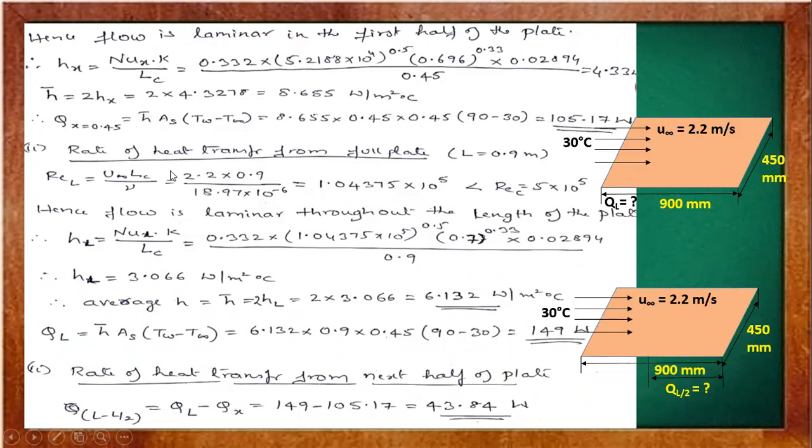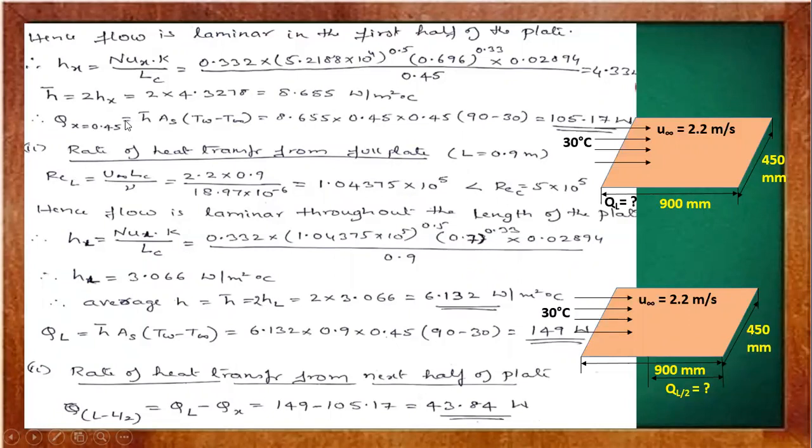In the next case, the rate of heat transfer from the full plate. So the full plate is 900 mm by 450 mm. Again, find the Reynolds number, because it depends on the characteristic length. Here also it is less than 5 into 10 to the power 5. So obtain the HL value, that is, at the end of the plate. Once you get the HL value, for the average you multiply by 2, then use the total length. So for the complete length of the plate, it is 149 watts, wherein you are taking the area as the complete plate, 900 mm by 450 mm.